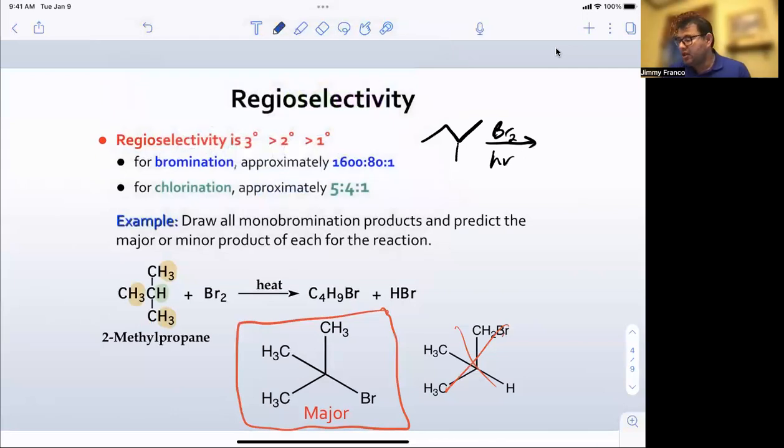All right, let's see how everyone did. So you're going to keep the carbon chain exactly the same. If it's bromine, we're going to find the more substituted carbon. So it's this one in the middle. And then we're going to put a bromine off of it. And then our side product is always HBr. So it's the hydrogen we ripped off, and we'll put the bromine in its place.